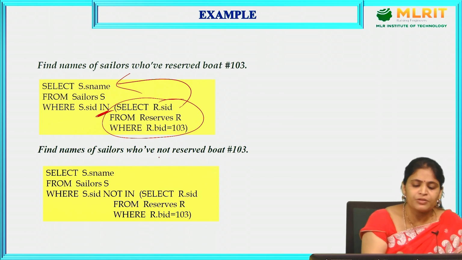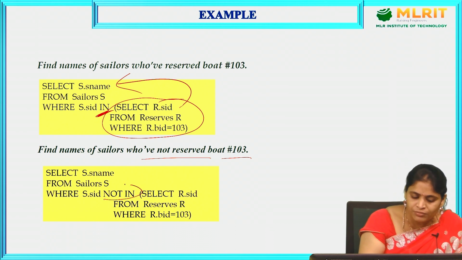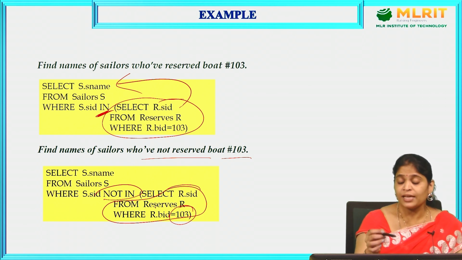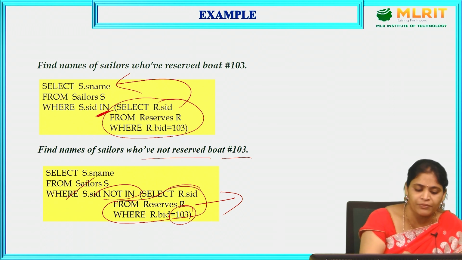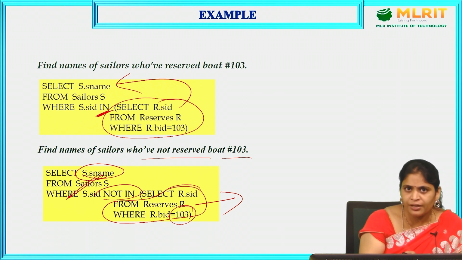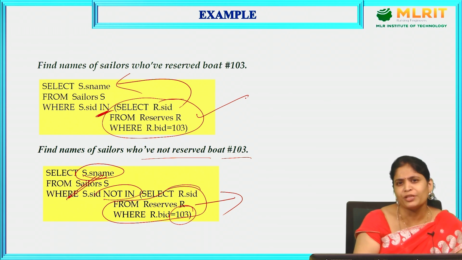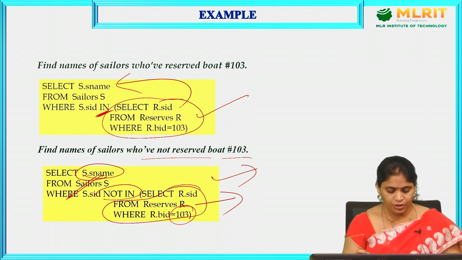Now, find the names of sailors who have not reserved boat number 103. Here the inner query will be executed. The sailors who reserved boat number 103 are returned, and the result is compared with the sailor names. The names displayed are those of sailors who did not reserve boat number 103. The above query displays the names of those who reserved boat number 103. This query displays the names of those who did not reserve boat number 103.